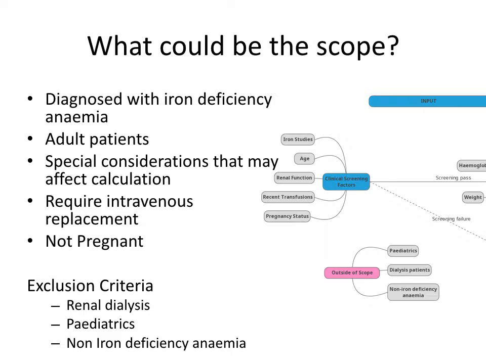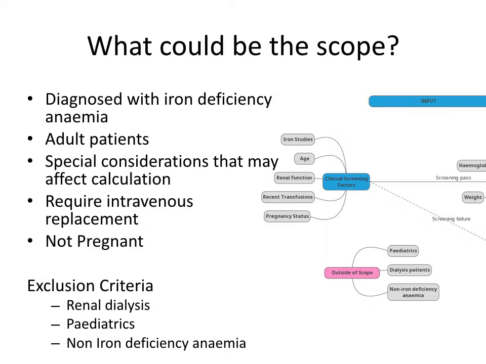And then the special considerations that may affect the calculation. For example, renal function. So dialysis patients have different requirements as they may need other medications with their iron, so their dosing is quite different. So this would not be a suitable decision support for them.